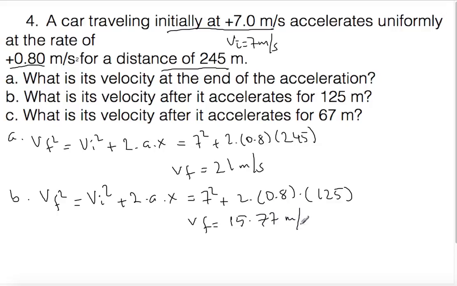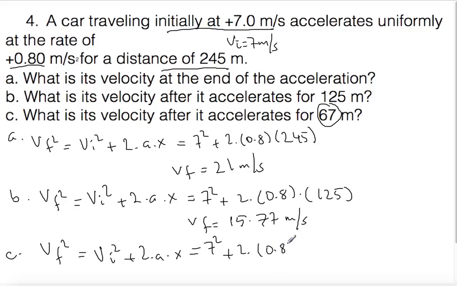15.77 meters per second. Last choice. Again, this time instead of 125, we are going to write 67 meters. Final velocity squared equals initial velocity squared plus 2 times acceleration times distance taken, equals 7 squared plus 2 times 0.8 meters per second squared times 67 meters. So the final velocity will come out 12.49 meters per second in this case.